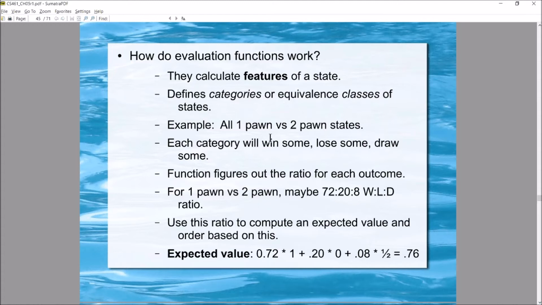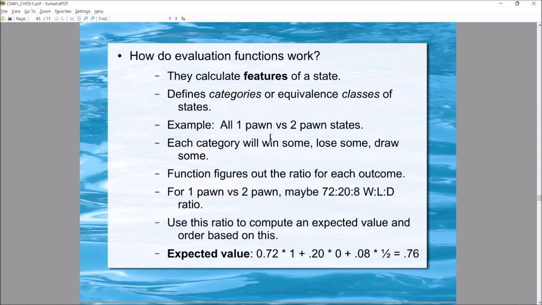Okay, fine. Now each broad category will have some chance of winning, some chance of losing, some chance of drawing. So if the AI's got 1 pawn and the human opponent's got 3 pawns, there's going to be a certain number of games with that configuration that result in wins, a certain number of games in that configuration that lead to losses, and similarly for draws. So this evaluation function can figure out the ratio for each of those.